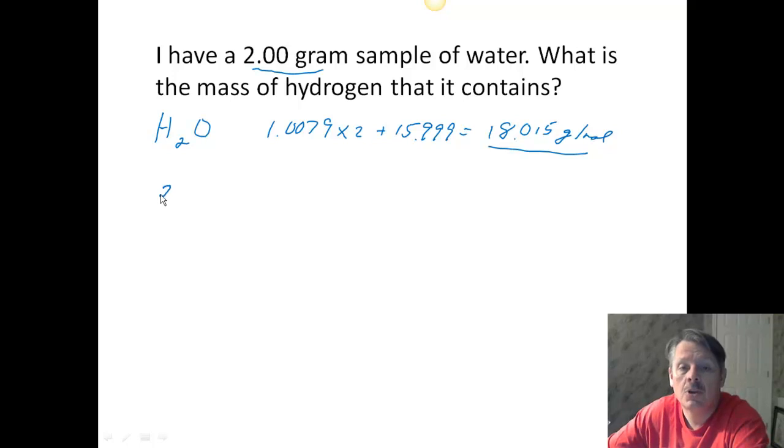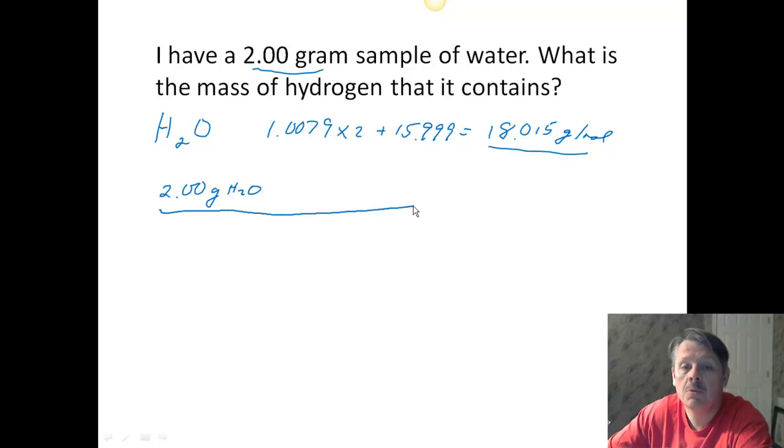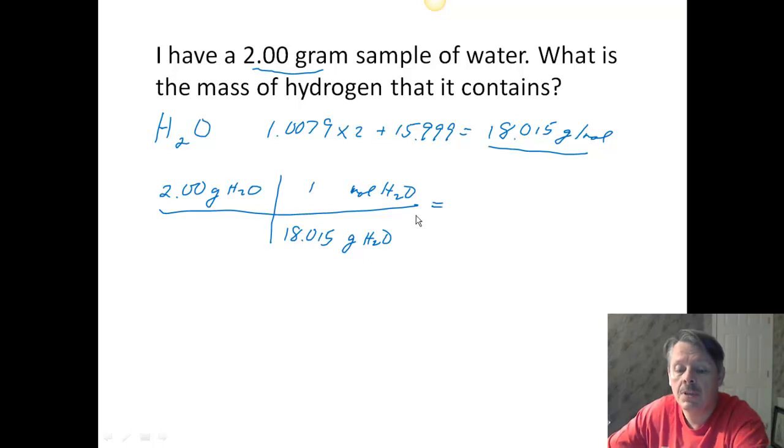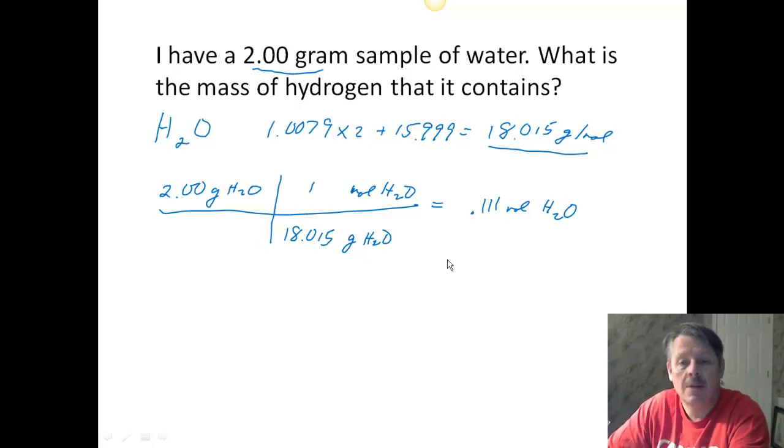All right, so you're starting with a 2.00 gram sample of water. And I want to convert from grams of water into moles of water. And I know that in 1 mole of water, it weighs 18.015 grams. Right? So if I do that math, that's going to come up with 0.111 moles of water. All right. You might have gotten that far and gotten stuck, because this is something that we haven't talked about, but certainly something that you can think of and figure out how to do.